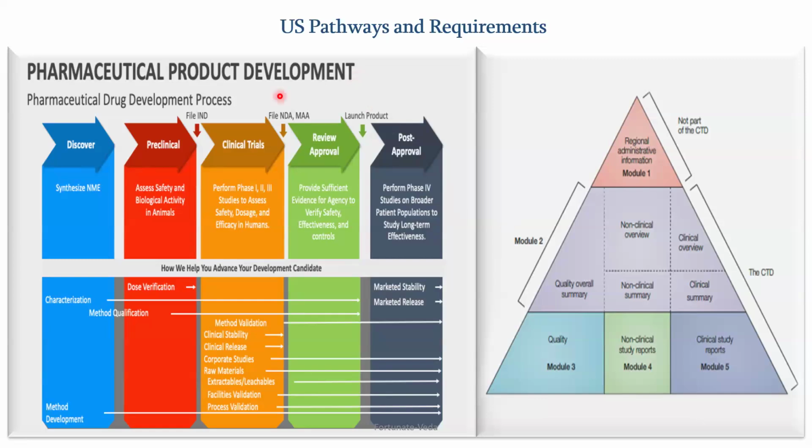So the cell and gene therapy products will also go through similar pathways. We see the discovery phase, then preclinical trials if you conduct them, then applicable clinical trials, then we go for the marketing authorization filing, then we launch our product in the market. The product will be available in organizations such as hospitals. So the approach for regulatory submissions remains the same.